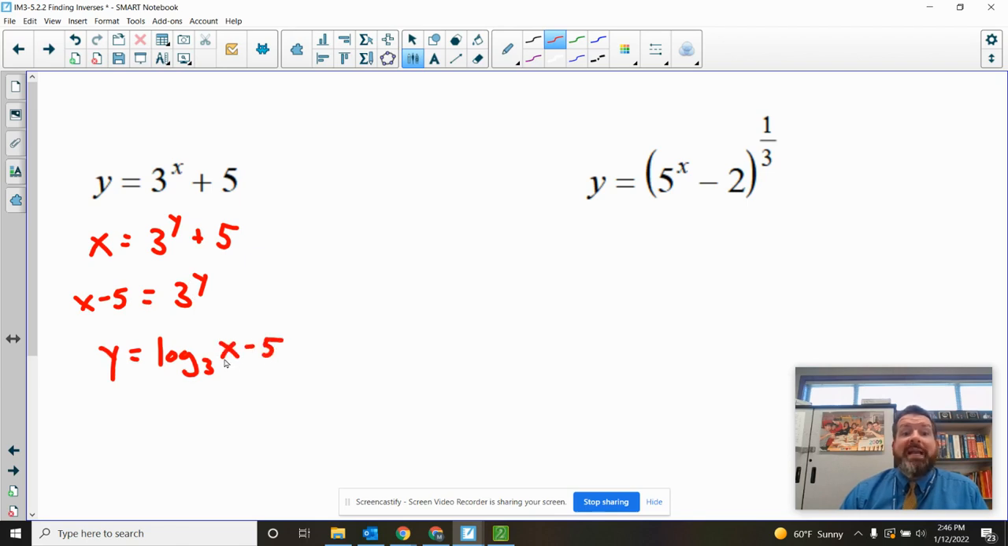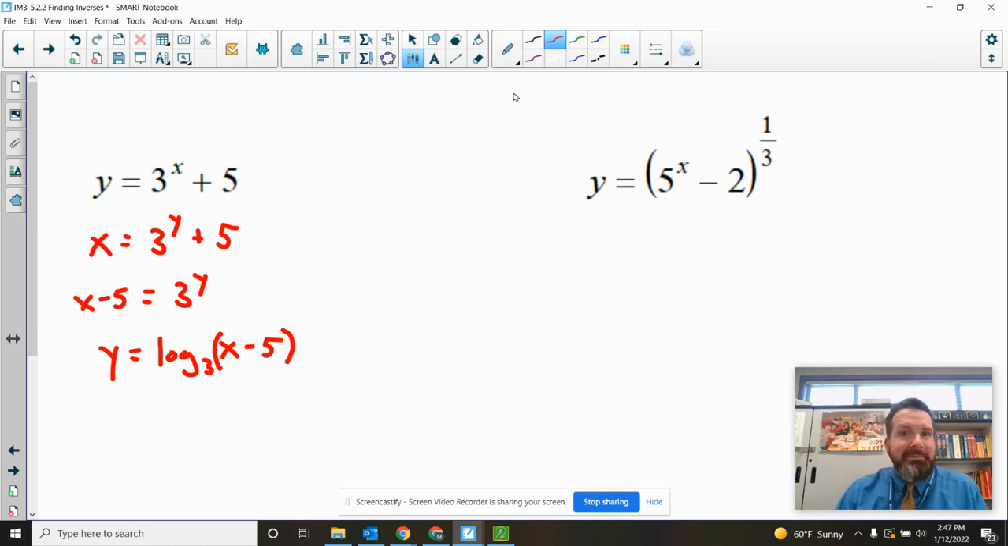Now, don't write it like this. I need the whole x minus 5 to be in the log. That means you need parentheses. Without the parentheses, it means just the x is inside the log, and the minus 5 is separate. So we're going to do this to show that the whole x minus 5 quantity should be inside that logarithm.